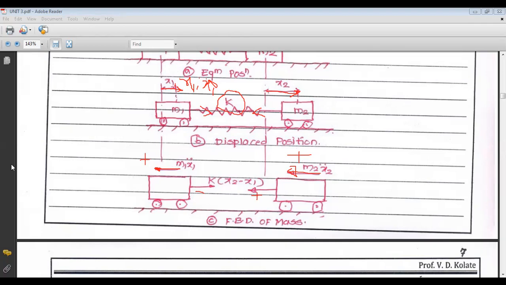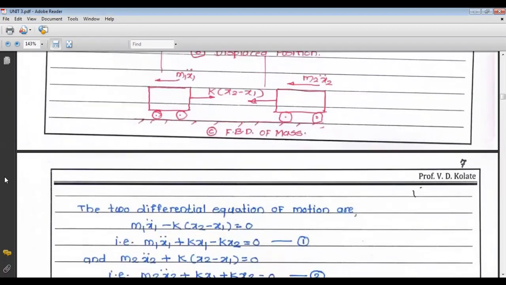Now we have to write the equation of motion. So what is the equation of motion? For mass m1, this is positive, this is negative, different directions. So m1 x1 double dot minus k into x2 minus x1 is equal to 0. After simplifying, we get m1 x1 double dot plus k x1 minus k x2 is equal to 0. So this is the first equation of motion.